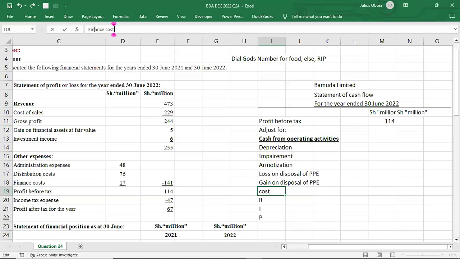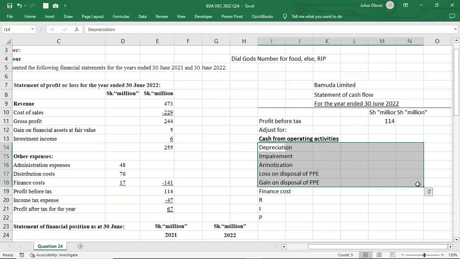We have our R. So when we do everything up to this point, we are going to get what we call cash flow before working capital changes. That will give us the cash flow before working capital changes. So once we do that, we go to the working capital changes.